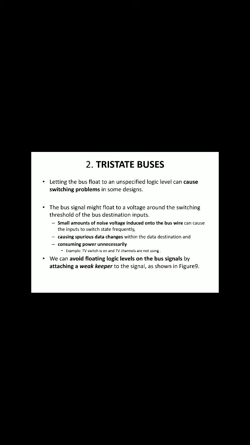Okay, and if we allow the data to be floated, meaning if we allow the data value to remain in a floating state, then the switching problem will come. Switching problem means that if the enable signal suddenly goes high, there may be a problem identifying the correct logic value. The switching problem will occur if the float continues for a longer duration. The bus signal might float to a voltage around the switching threshold of the bus destination inputs, which means we will get a wrong output.